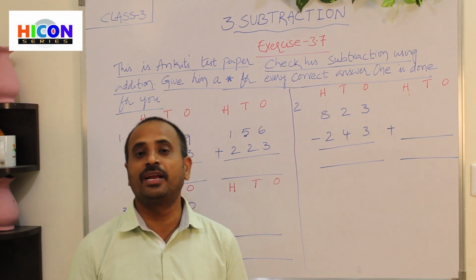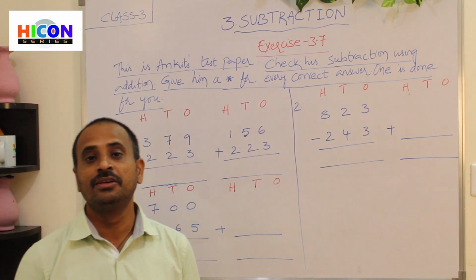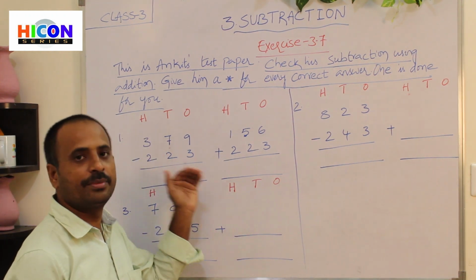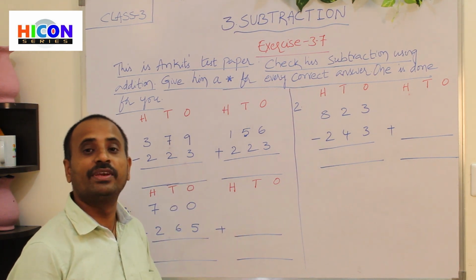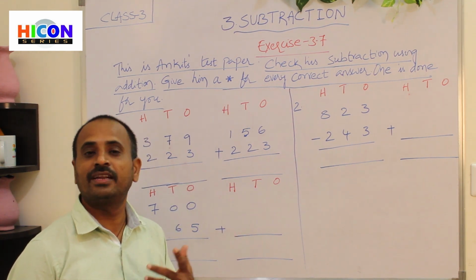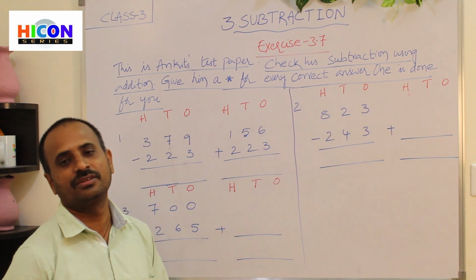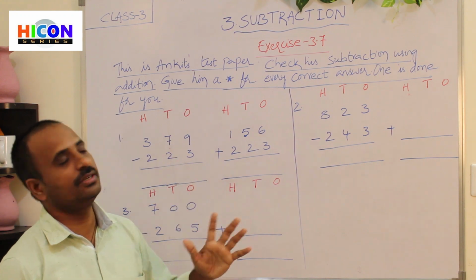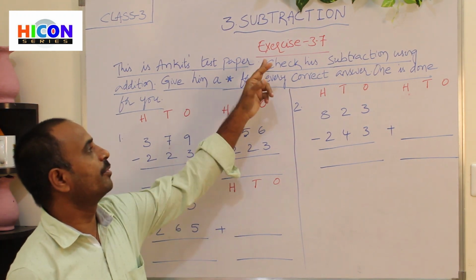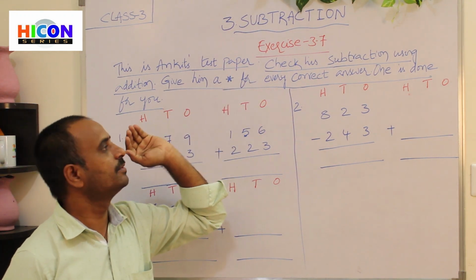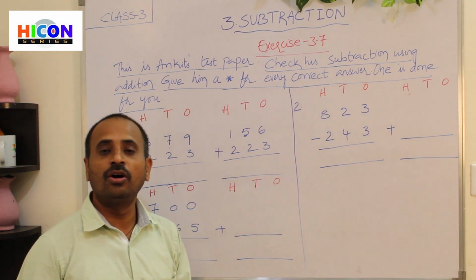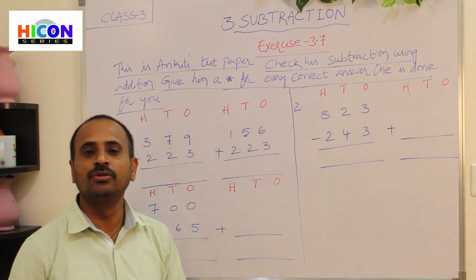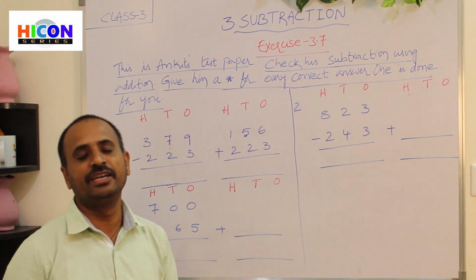We can check our subtraction by addition. That means we can check whether our answer is correct or not. If we subtract two numbers, we will get an answer, and we can verify whether the answer is correct or not by using a simple addition. So let us see an example for the checking of subtraction in exercise 3.7. We will practice some problems in exercise 3.7, how to check the subtraction by using addition, that means how to verify our answer by using addition.